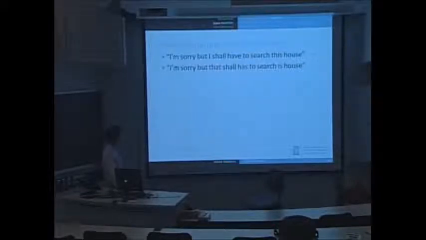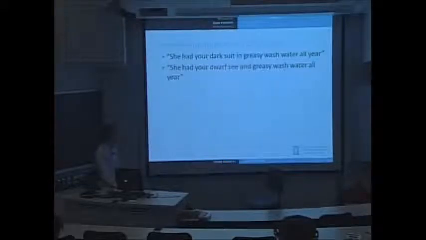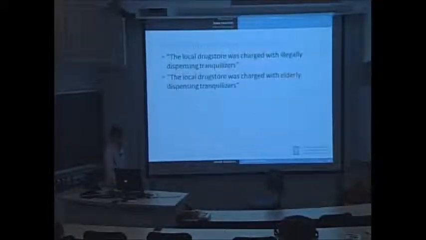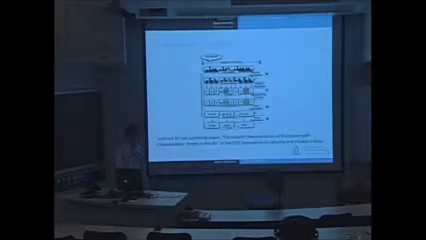So, I'm sorry, but that shell has to search is house. It's close-ish. It's not perfect, but it's there. She had your dark suit and greasy wash water all year. I should mention the TIMIT sentences are a little weird, but they're chosen to use all English phonemes and whatnot, so they're a little out there. She had your dwarf sea and greasy wash water all year. And the local drugstore was charged with illegally dispensing tranquilizers to the elderly. Illegally elderly, it's kind of close, right? So we do reasonably well.